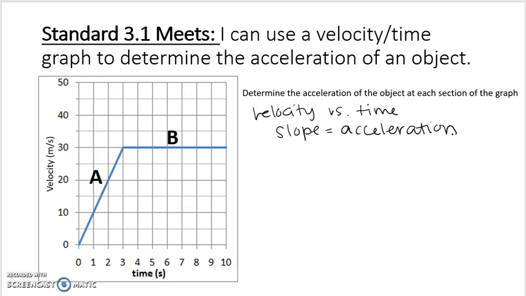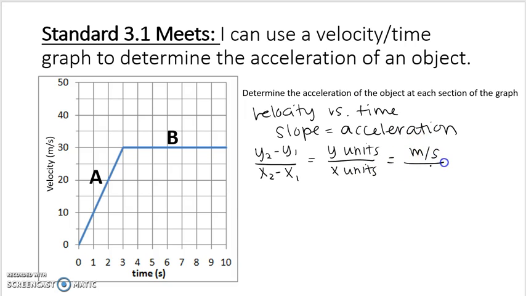The reason that this works is when we take the slope of something, the equation that we use is y2 minus y1 over x2 minus x1. This is like saying we have our y units over our x units. This is like saying meters per second, which is really meters per second squared, which is ultimately the unit for acceleration.